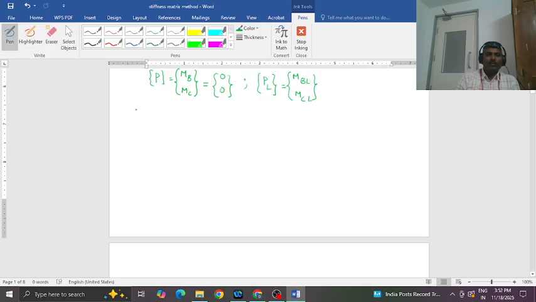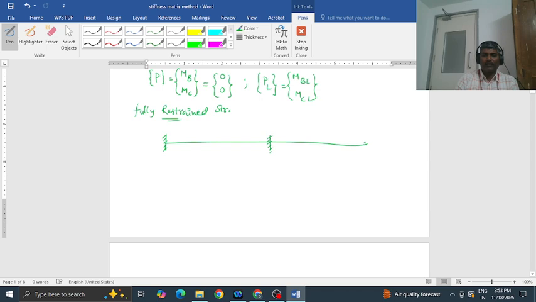Now you take the fully restrained structure, which means the given continuous beam shall be fully restrained. You have rotation possible here, now you restrain or restrict that. Rotation at C was possible, now you restrict it. This is 12 meters, 12 meters.